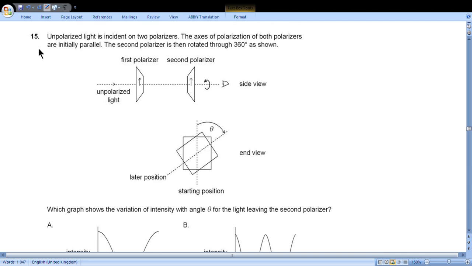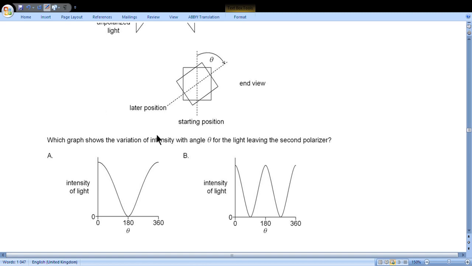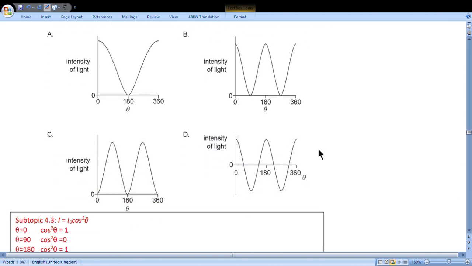Unpolarized light is incident on two polarizers. The axis of polarization of both polarizers are initially parallel. The second polarizer is then rotated through 360 degrees as shown. Which graph shows the variation of intensity with angle for the light leaving the second polarizer?